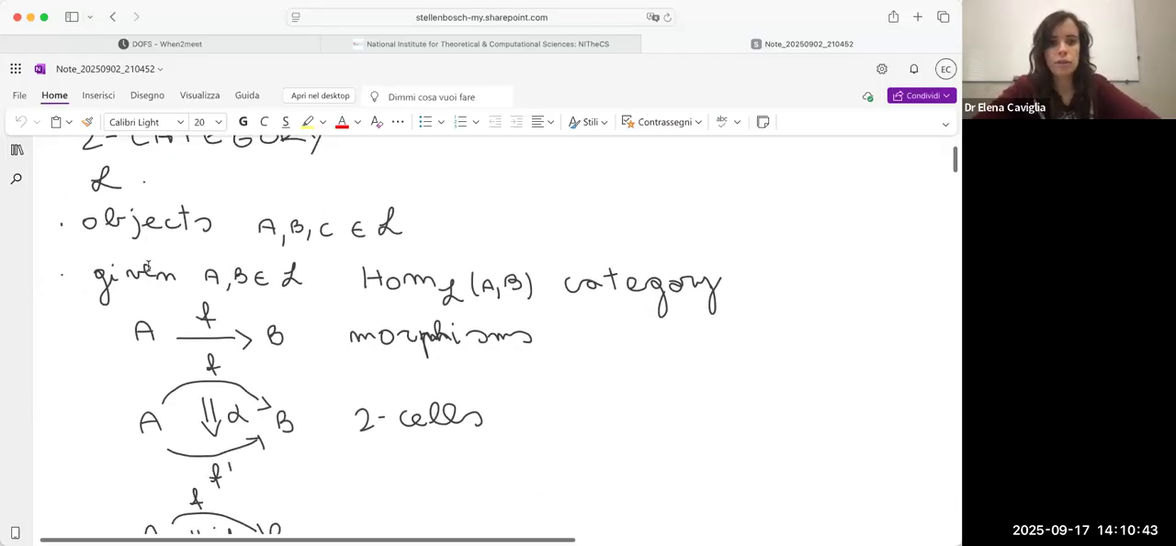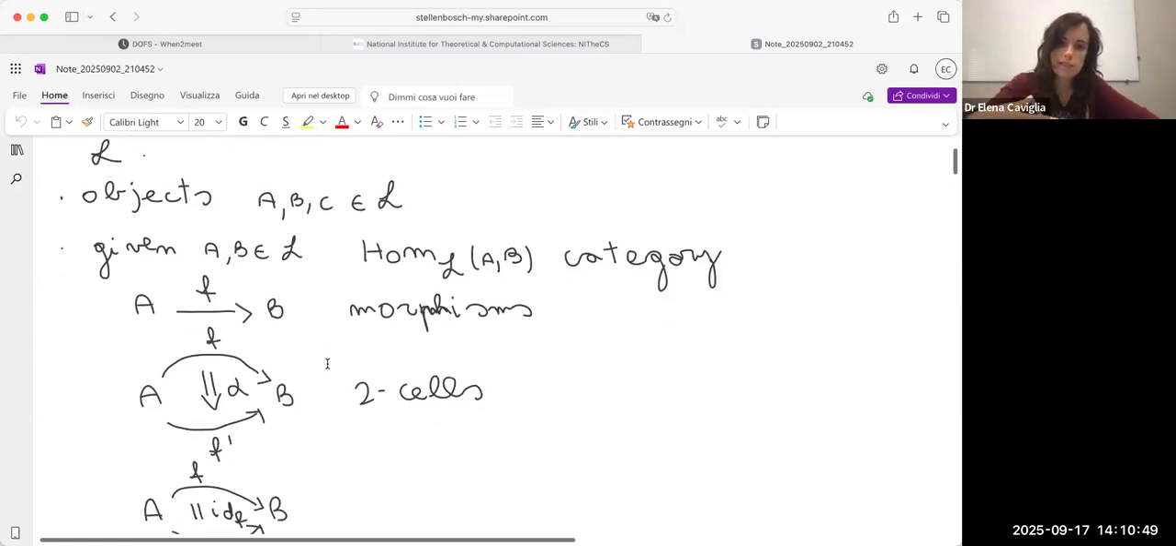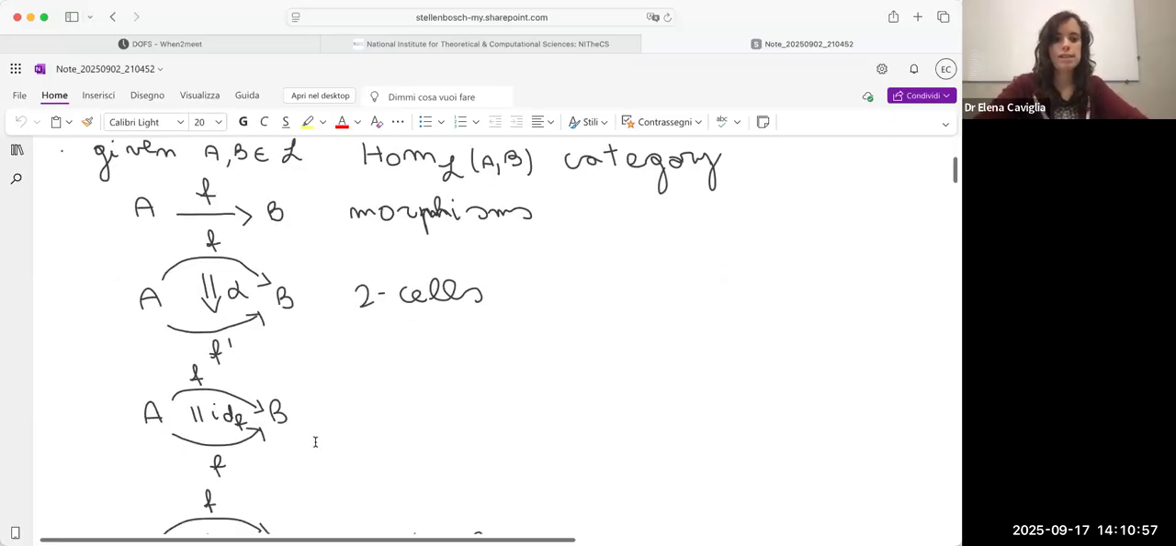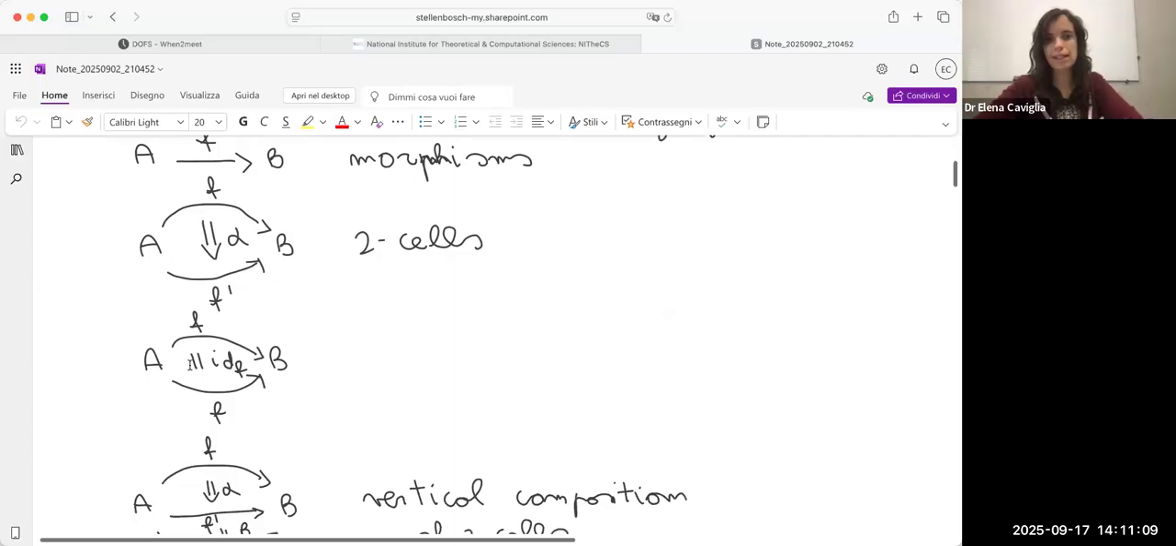We said that a two category has objects, morphisms, but also morphisms between morphisms that we call two cells, like this alpha between F and F prime. We still have identity morphisms, the usual ones that we have in a one-dimensional category, but we also have identity two cells, like this one, the identity of a morphism F.